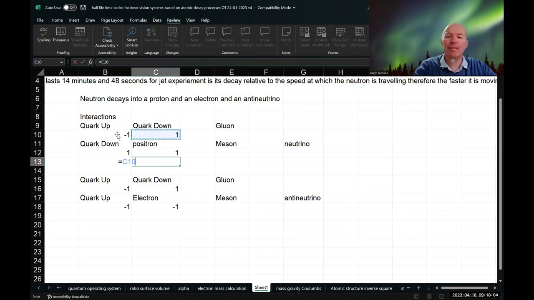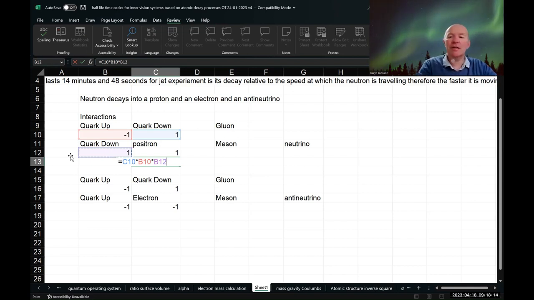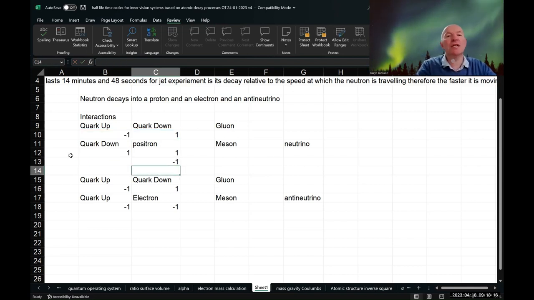negative times positive times positive, and that's equal to negative one. So now we have the three quarks multiplied together to give a negative charge. So the neutron in the supersymmetry inversion model is negatively charged.